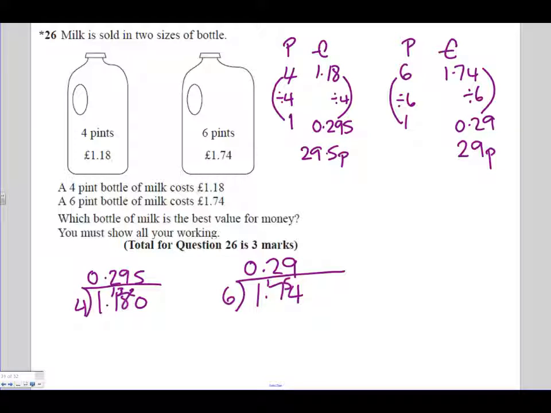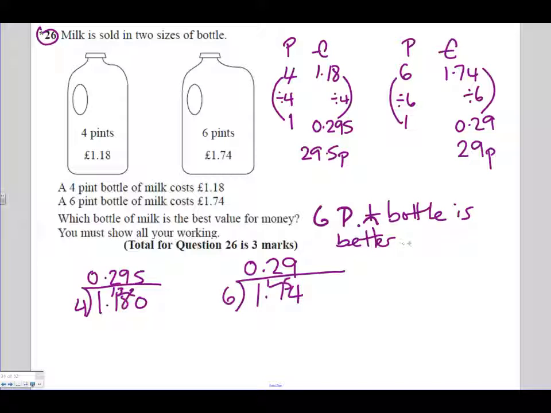So which bottle is the best value for money? Again, it's got an asterisk, so it wants a written answer. You can say the 6 pint bottle is better value.